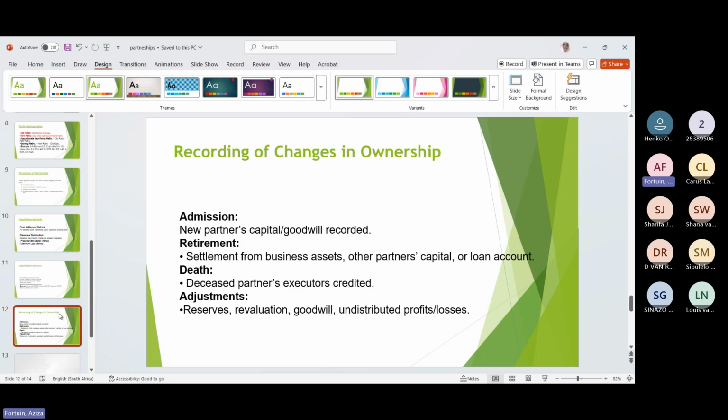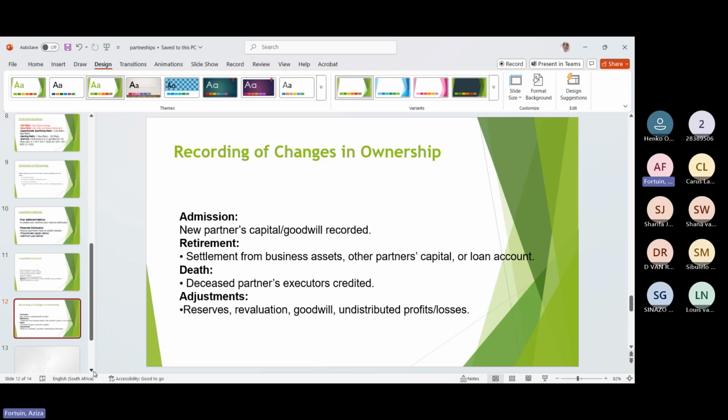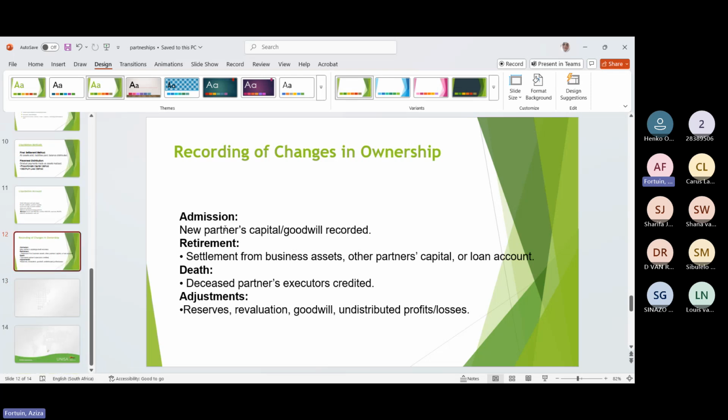Okay, and then you have recording of changes in ownership. Then you have admission, right? The new partner's capital and goodwill will be recorded. There's a retirement settlement from business assets, the other partners' capital and loan accounts. Death: deceased partner's executors credited, and adjustments, reserves, revaluation, undistributed profits. Okay, so let's rather look at an exam type question.